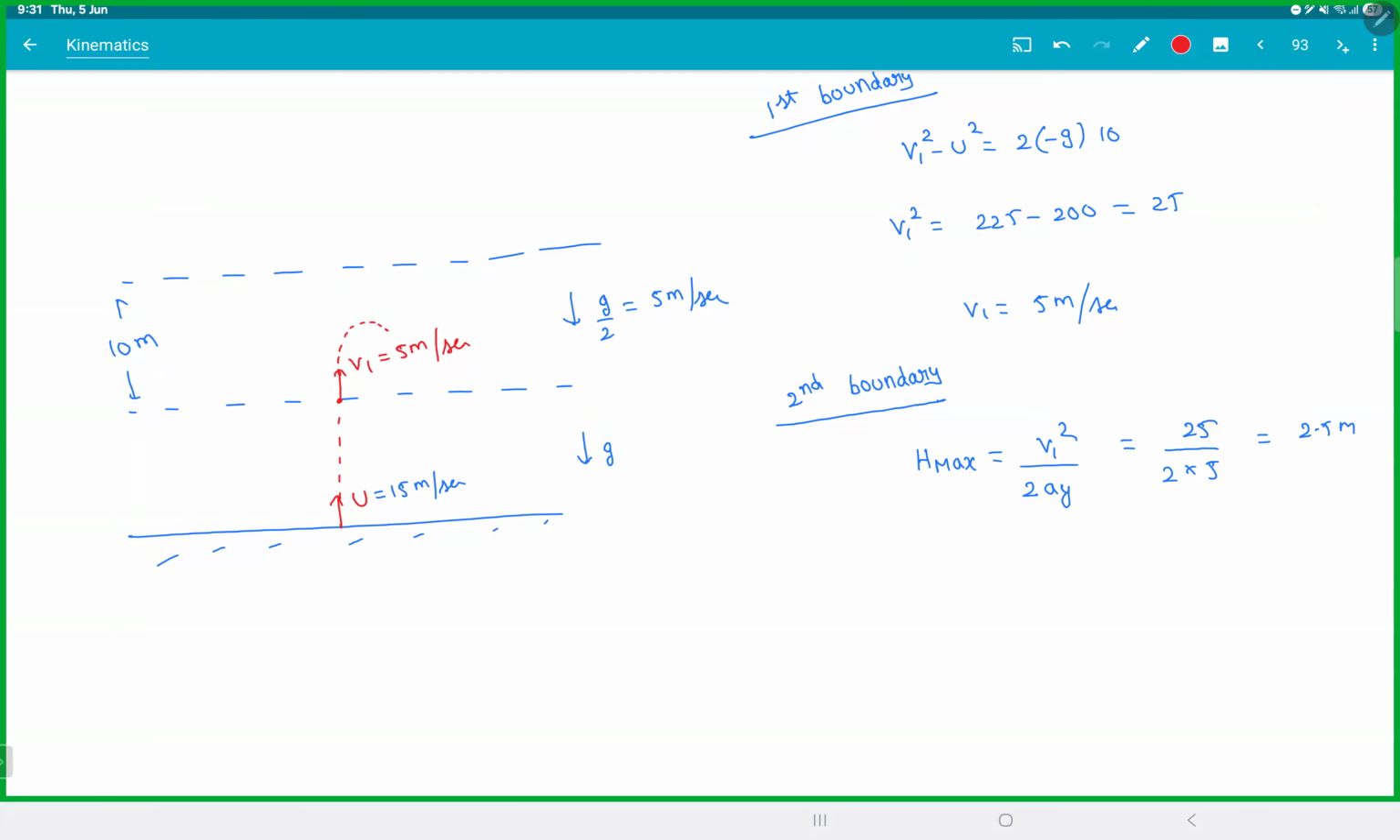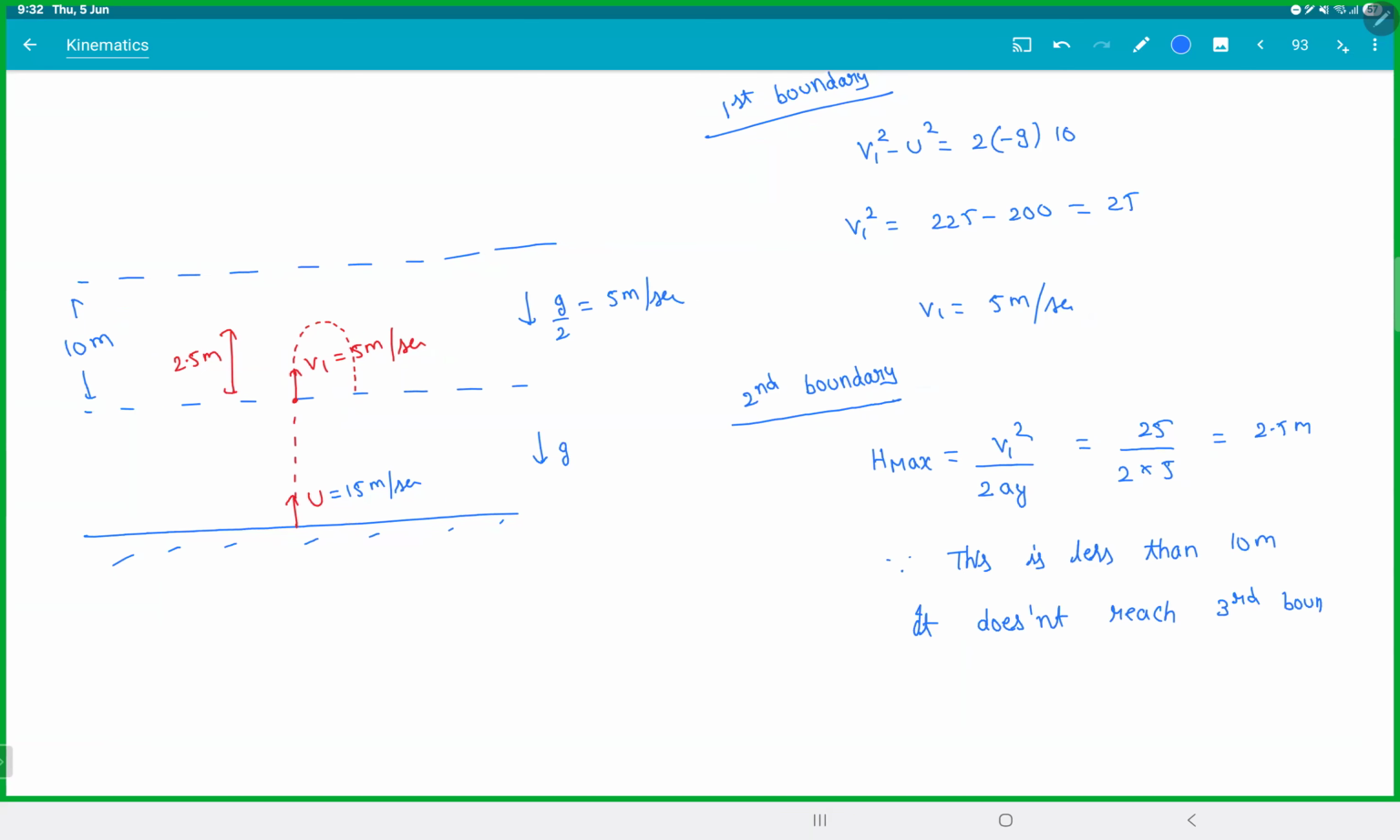So this is less than 10 meters, right? That means it is going to turn back here. So there's no need to solve again. So after every boundary, you need to check whether you're exceeding 10 meters or not. Since this is less than 10 meters, you don't go to the third boundary. It turns back. It doesn't cross the third boundary. So you traveled 10 meters and then you travel 2.5 meters and you're back.